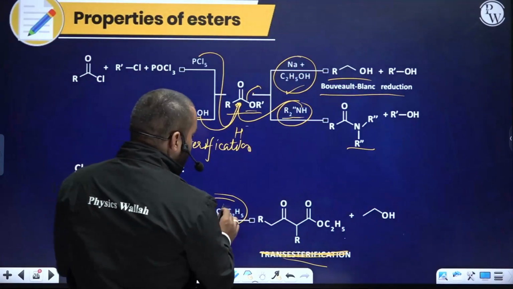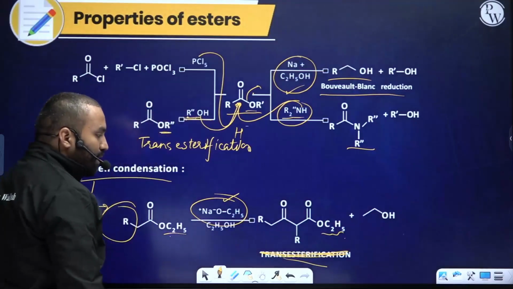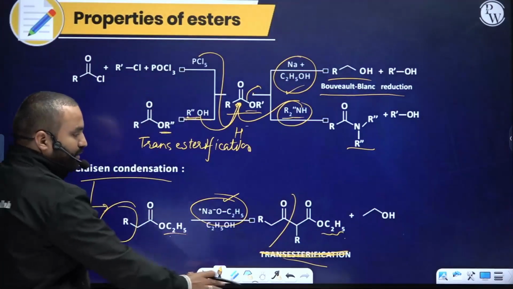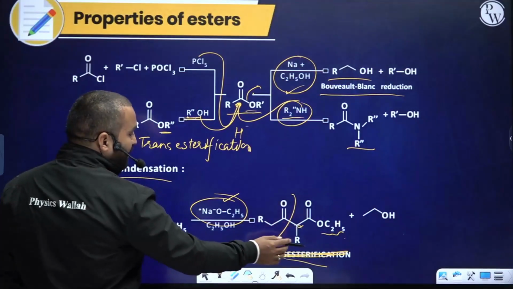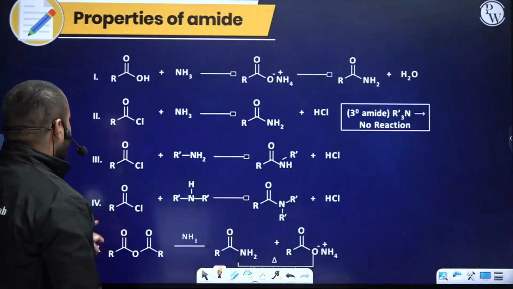We have used the same base so that there is no exchange of the alkoxy part. But now on this carbon, which earlier had only this part, on this alpha center, we have substituted this compound. All right. This is known as Claisen condensation.